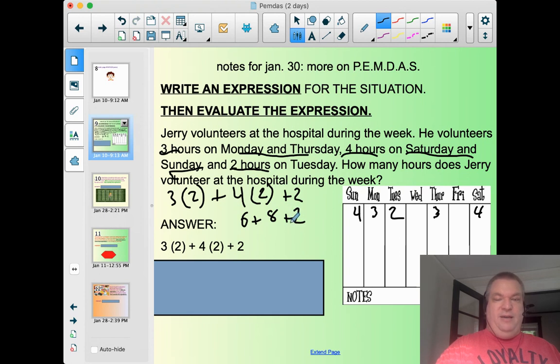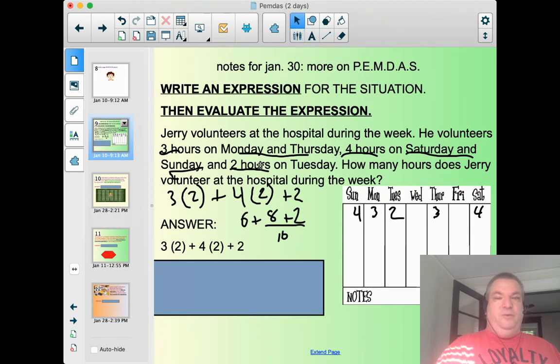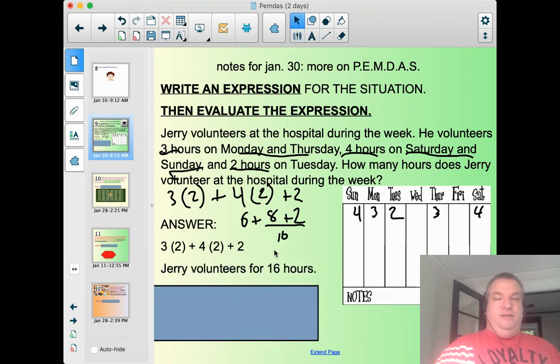Now I just have to add. Again, I remember from my properties, if it's just addition, order doesn't matter. If I had some subtraction in here too, it would matter. But if it's just adding, I can add in any order I want. So I'm going to add those 8 and 2 together first because those make a nice even 10. So we got 10 plus 6 is 16. Okay, so total during the week, he volunteers for 16 hours. And that's what we get if we just added them together. Okay. Well, you might be wondering, if we can just add them together, why do this?